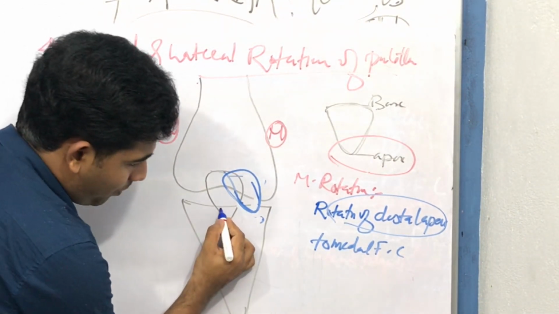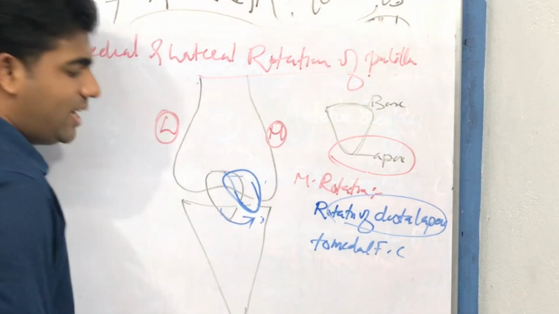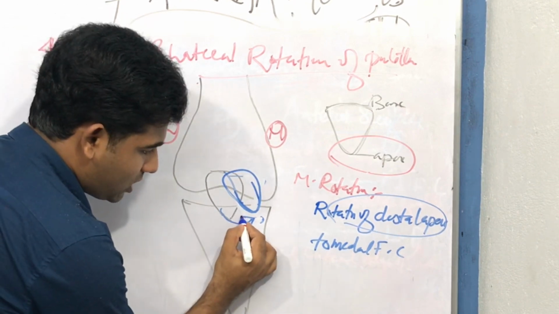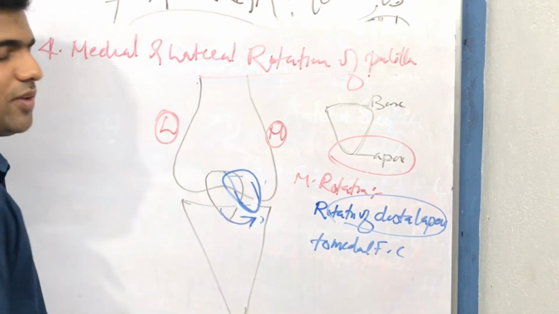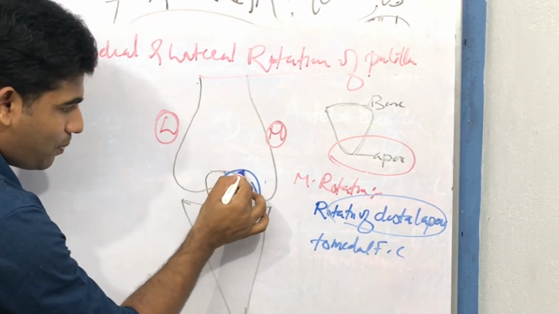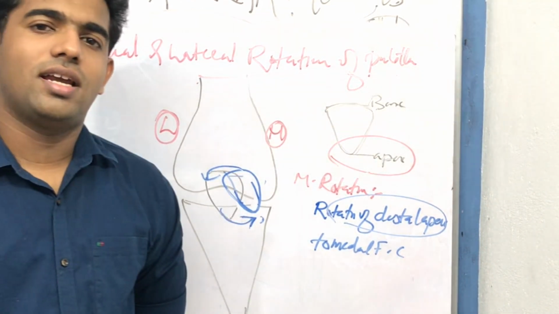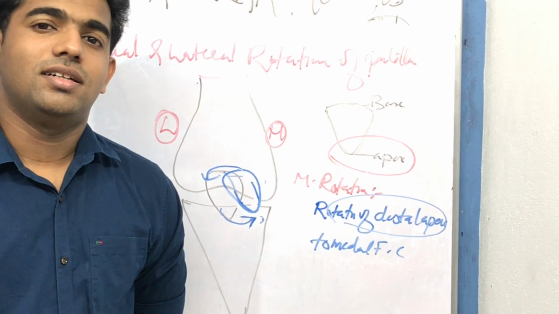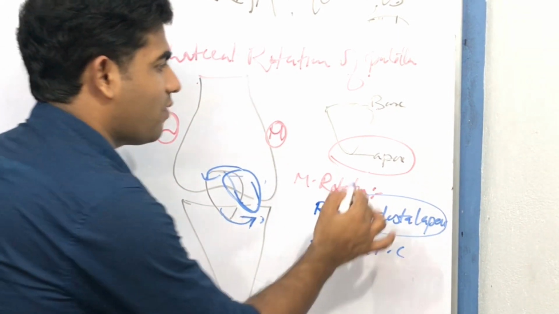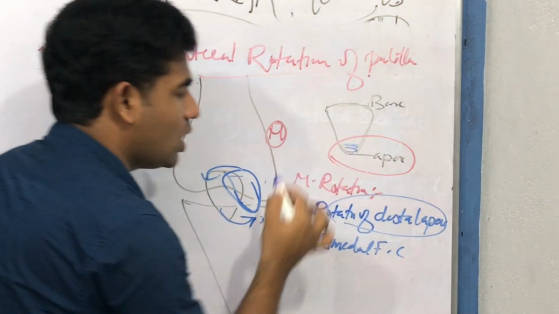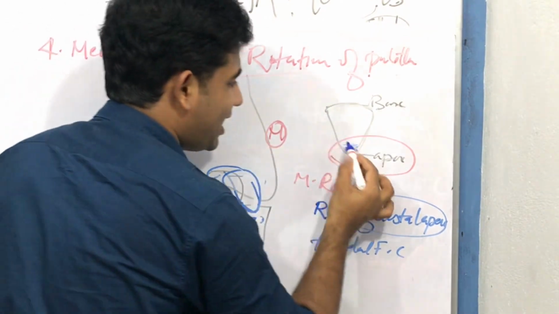That means in medial rotation, the apex moves near to the medial femoral condyle, whereas the base moves close to the lateral tibial condyle. Is it clear? Always the reference point is your apex. What happens in medial rotation?